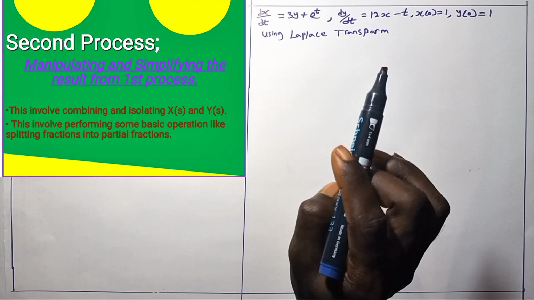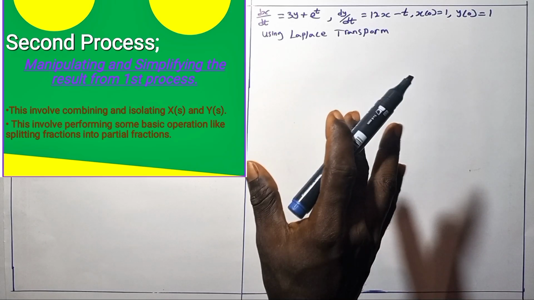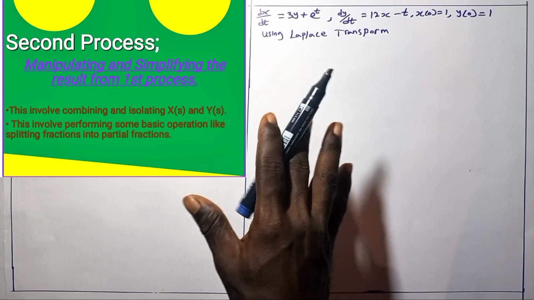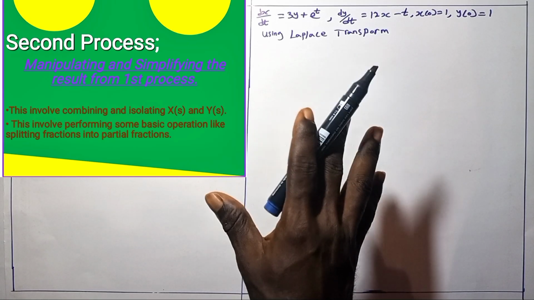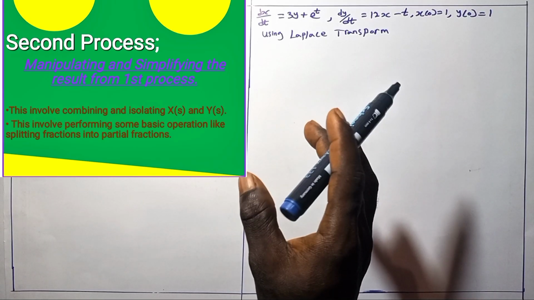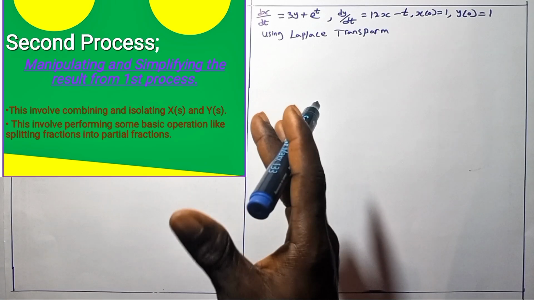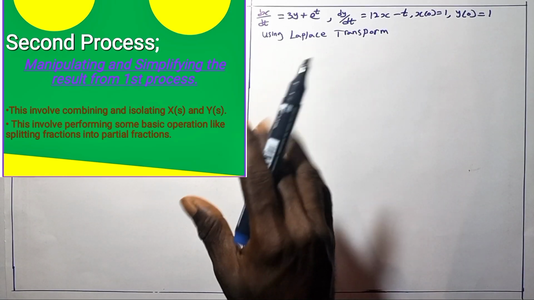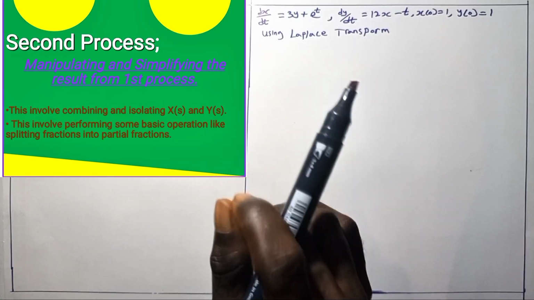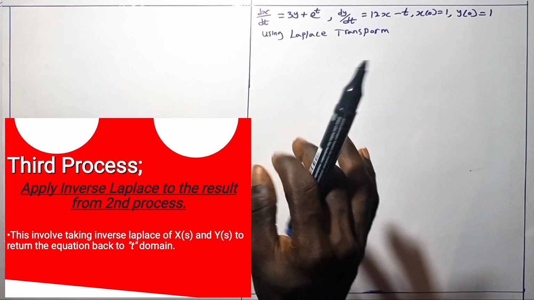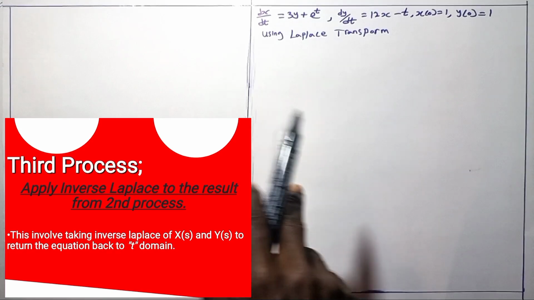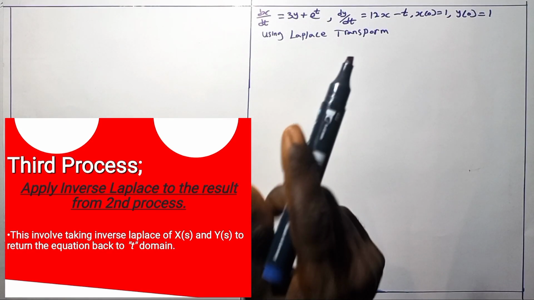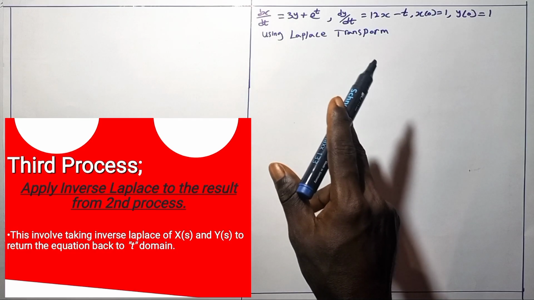The second process is the manipulation phase. In this part, we are going to be manipulating in the new domain that we have transformed into, that is the S domain, and try to simplify it. The last stage is to take it back to the original equation as it was. That is, we're going to be applying the inverse Laplace transform.